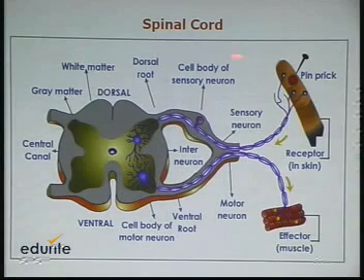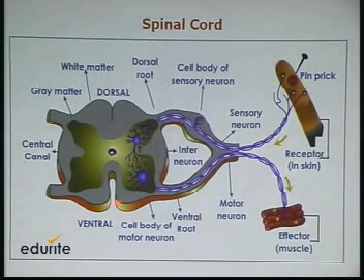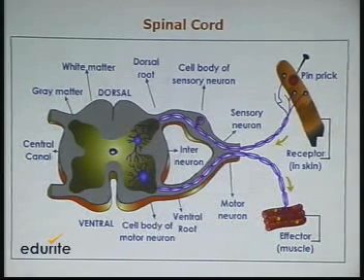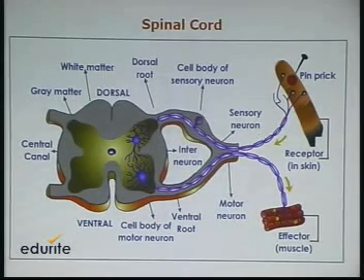This is the sectional view of the spinal cord. But before we study this, we should know something about the spinal cord. It constitutes only 2% of the central nervous system, which is made up of also the brain. It is tubular, 45 centimeters long, 1.8 centimeters thick, weighs about 30 grams. Remember, your brain weighs 1,300 grams.